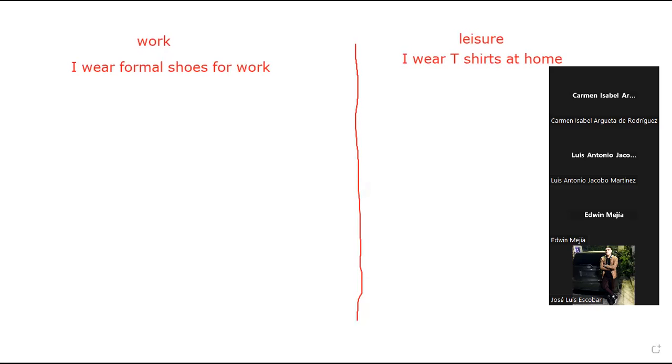Mm-hmm. That's good. I wear jeans and sneakers for university. Yeah, Gabriela, that's it. Really comfortable, right? Comfortable, you know, sneakers and jeans. So you relax, it's good. Good job. All right, let's move on.